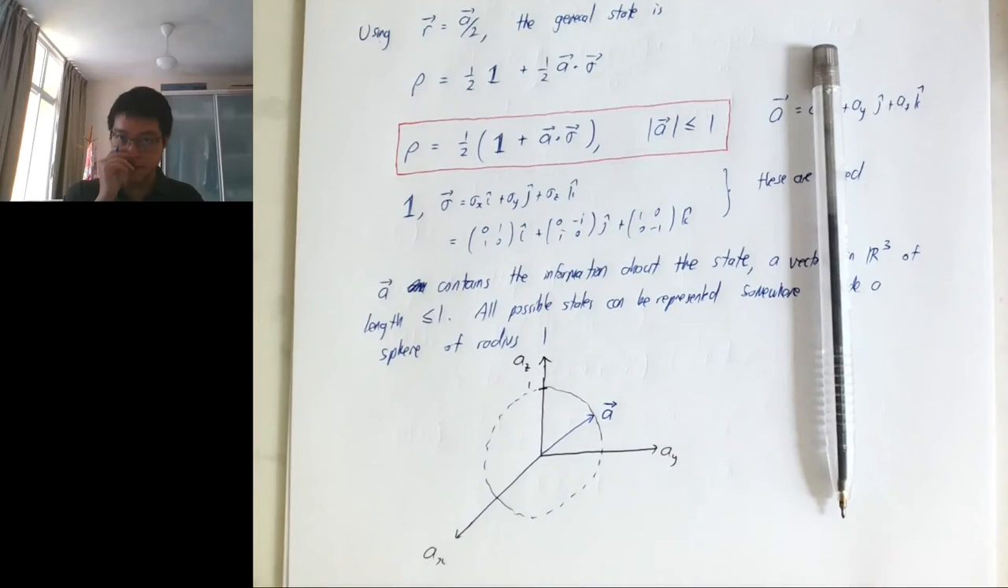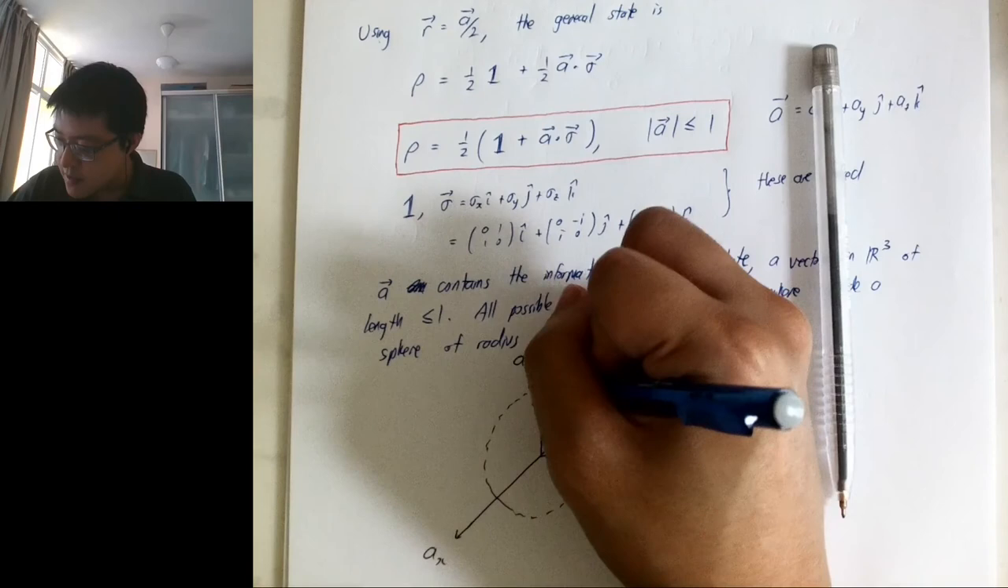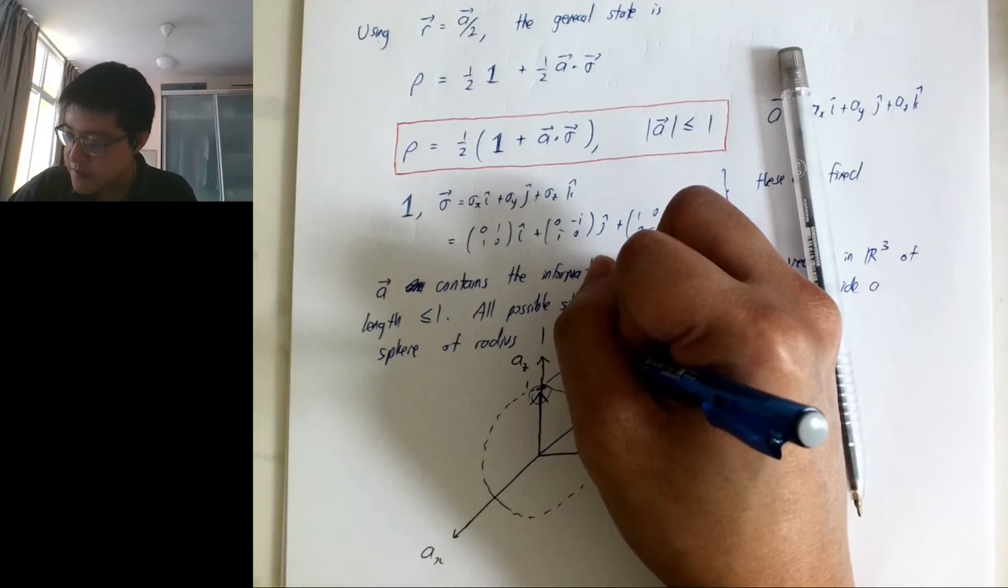Okay, so in fact, if I draw this, this point is the eigenstate. This gives the eigenstate of up z.